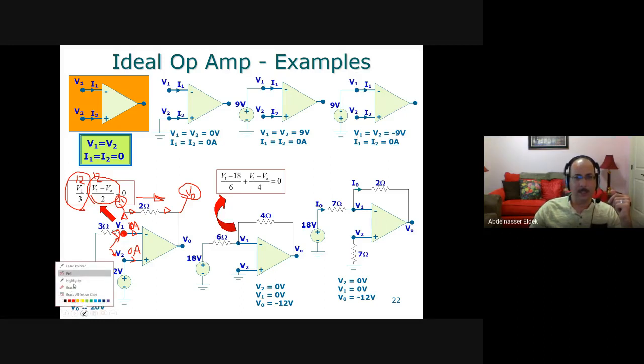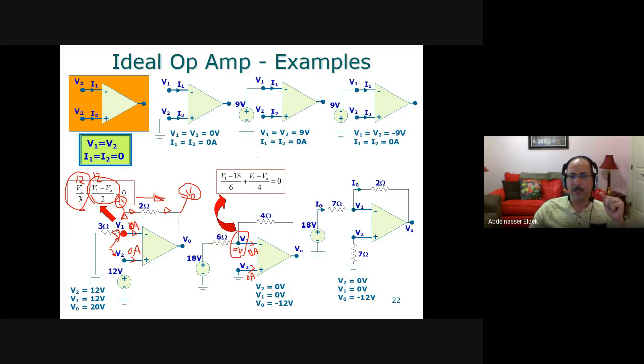So let's look at the second example, this one here. Again, you apply the three steps. Step number 1, the current is 0 ampere, and this one is also 0. Second, V1 equals V2. If V1 equals V2, and V2 is 0, so V1 will be 0 also. So this one is 0 volts.